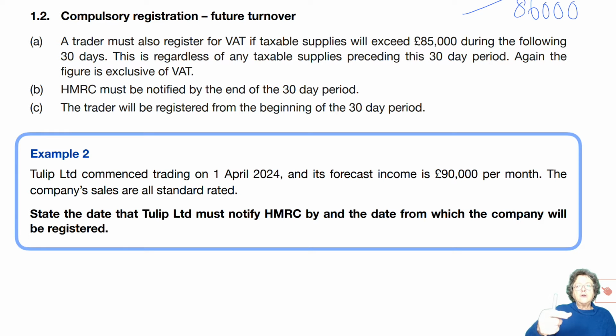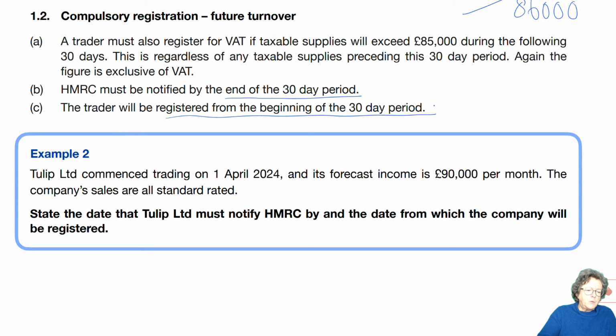Because if you add that contract to what you've done before, the 11 months, then you are obviously going to need to be registered for VAT. So this is regardless of any taxable supplies preceding these 30 days, and again the figure is exclusive of VAT. You must notify by the end of the 30-day period and be registered from the beginning of the 30-day period. They don't want you to register after, they want you to register for. Why? Because then they can have the VAT on it.